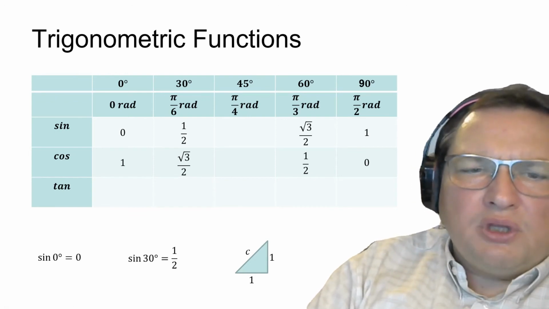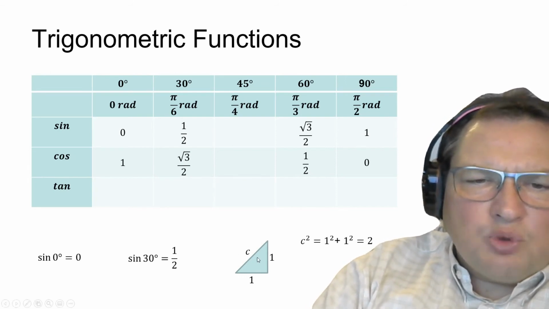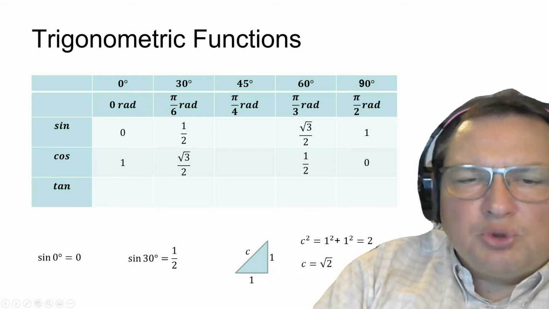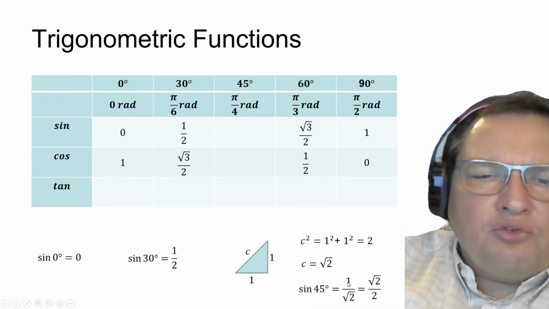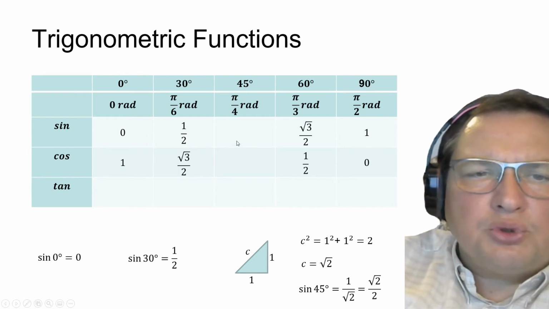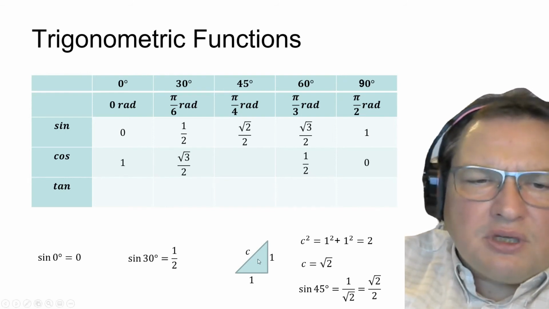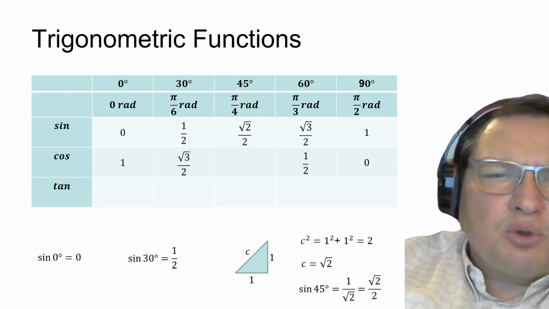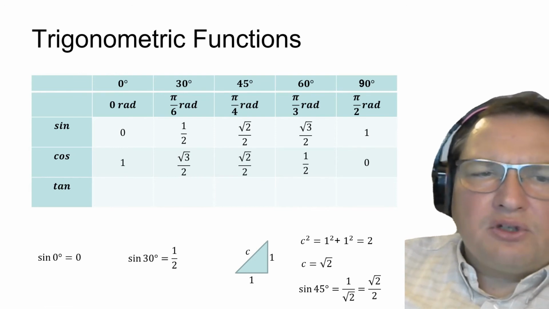So we can quickly find the hypotenuse using Pythagoras. So c squared is 1 squared plus 1 squared, it's 2. So c is square root of 2. And now the value of sine of 45 degrees will be 1 over square root of 2. So it's square root of 2 over 2. And the cosine of 45 degrees, because this triangle is exactly symmetrical, will be the same number, square root of 2 over 2. And in this way, we've done all the values for sine and cosine.